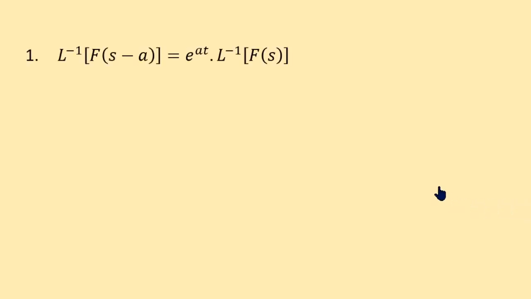You know some rules of the inverse Laplace transform. Suppose the function of s minus a is given. To find the inverse Laplace transform by the first shifting rule, it is nothing but e power at into L inverse of function of s. That means s minus a is replaced by s, find its inverse. So that becomes f of t into e power at.